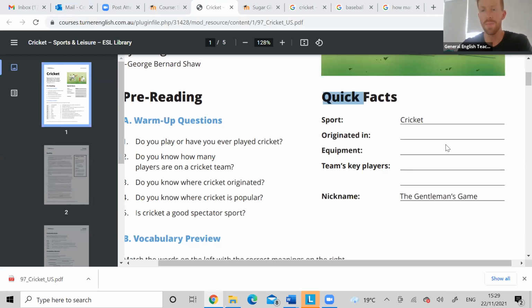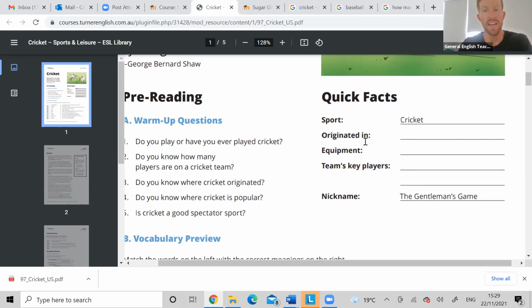Okay, so let's go back to cricket. So then quick facts, so it's just fast information. Okay, so the sport is cricket. Originated, guys, what did we say originated is? We had this word already. Was born. Where it was played firstly. Yes, where it was played firstly.